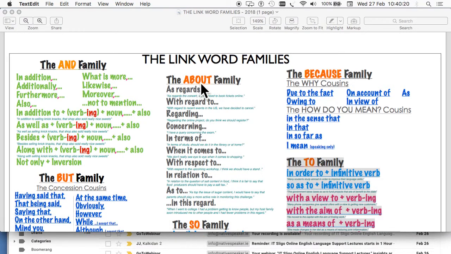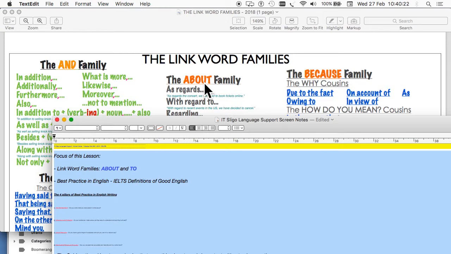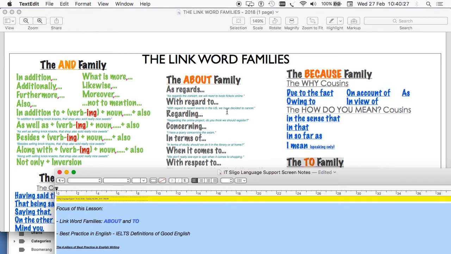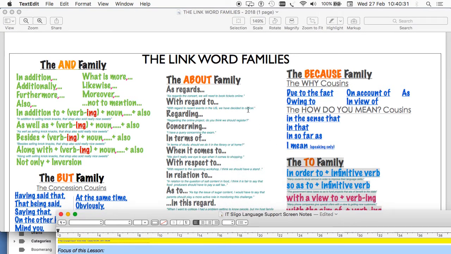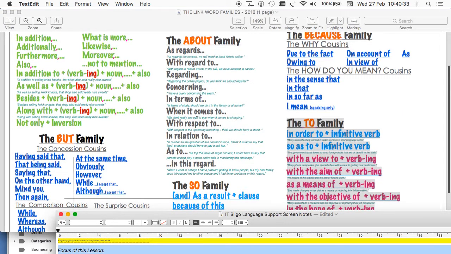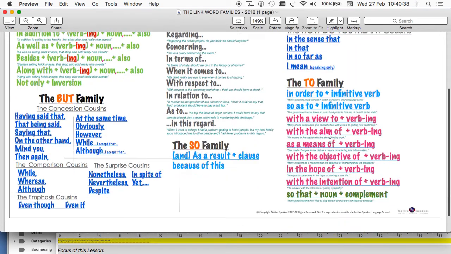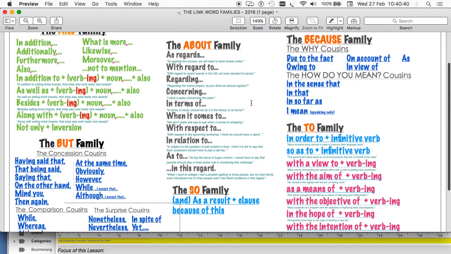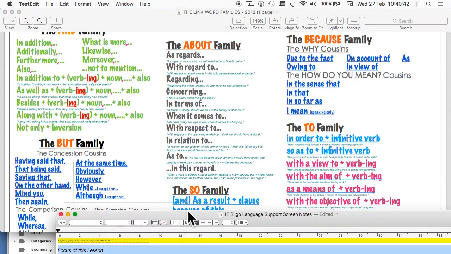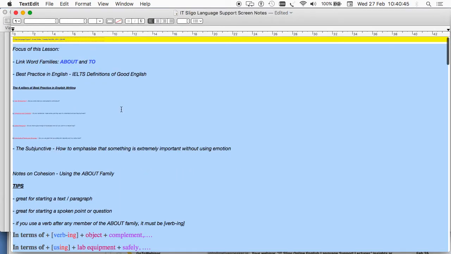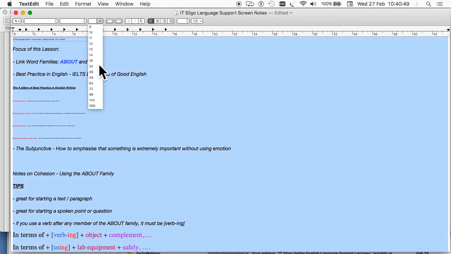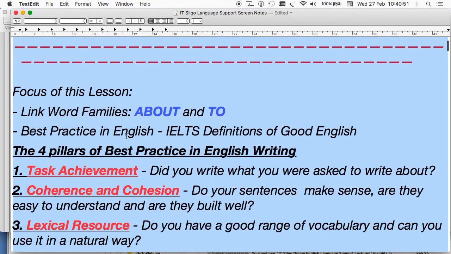Remember, the about family is very useful when we're looking at how to present ideas in either a paragraph or sentence or something like that. And then the to family is very useful for explaining intent, and sometimes these are used together. So let's have a quick look at the notes that we looked at last night. I'll just bring these all up to a reasonable size that you can all see.